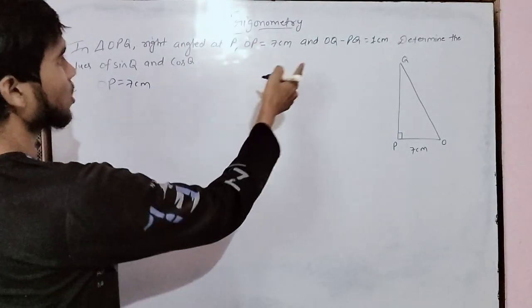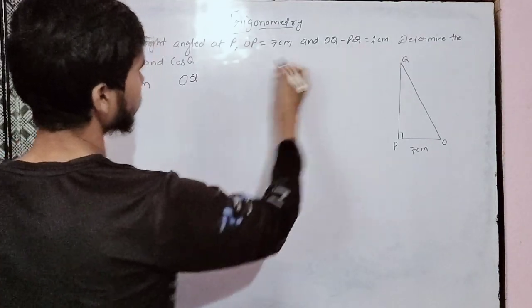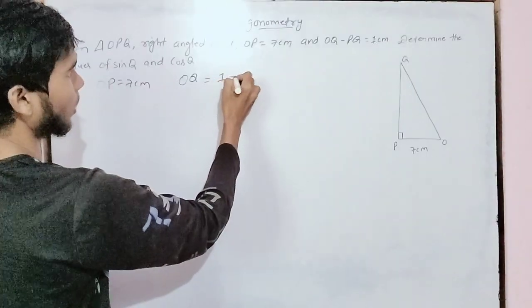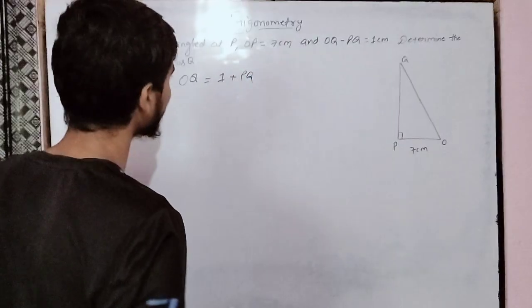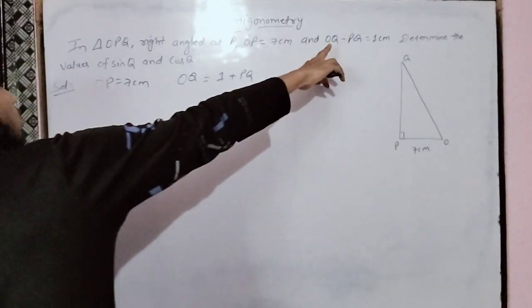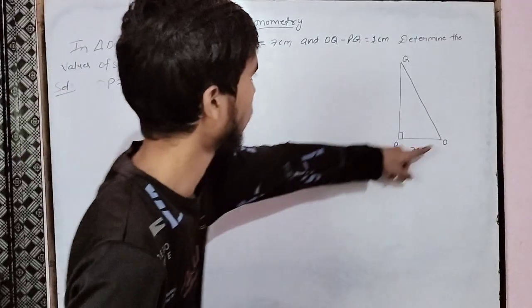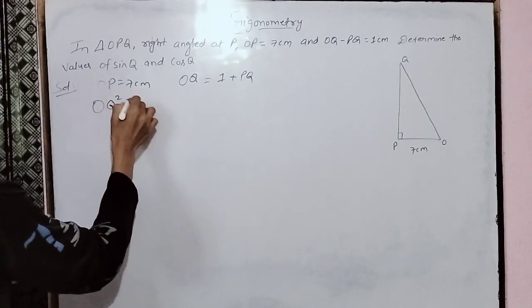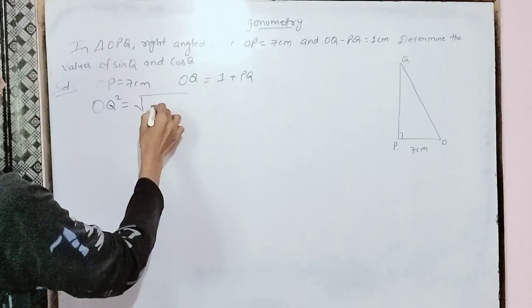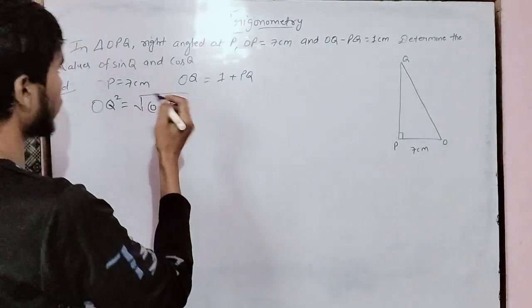Clear? Now from this we are getting OQ equals 1 plus PQ, isn't it? Now we know OQ is the hypotenuse. So OQ square equals OP square plus PQ square.